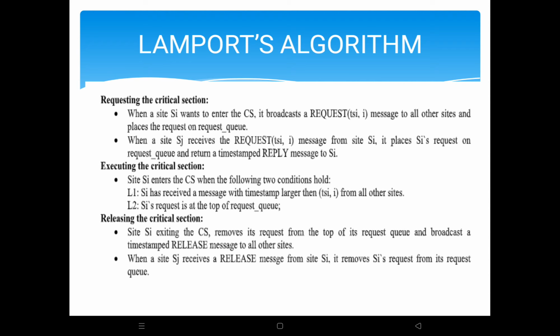Consider two sites, SI and SJ. When a site SI wants to enter the critical section, first it sends a request message to all other sites. Then it places the request on its request queue. When a site SJ receives a request message from SI, it returns a reply message to site SI and places the request of SI on its request queue.